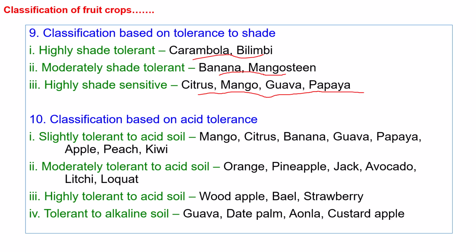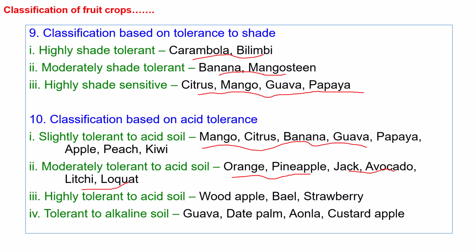Then based on acid tolerance, slightly tolerant to acid soil: mango, citrus, banana, guava, papaya, apple, peach, kiwi. Then moderately tolerant to acid soil: fruit crops like orange, pineapple, jackfruit, avocado, lychee and loquat are moderately tolerant to acid soil.